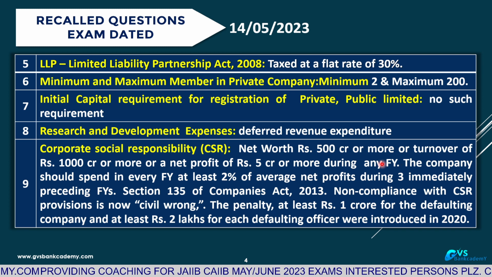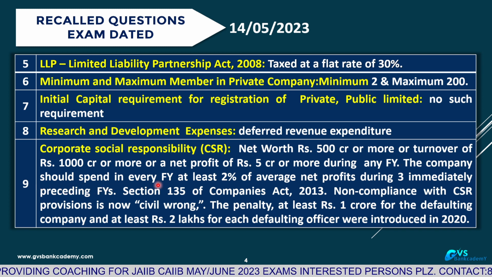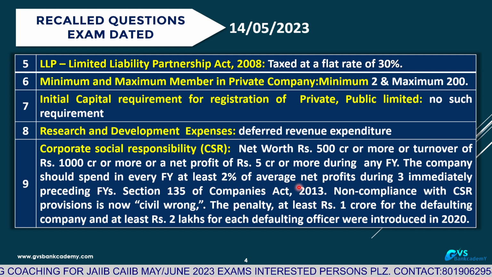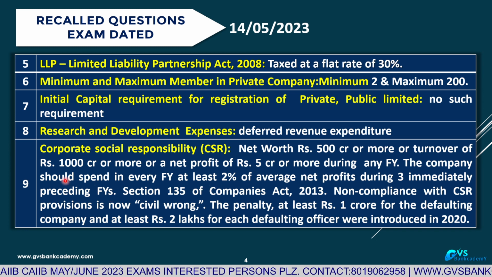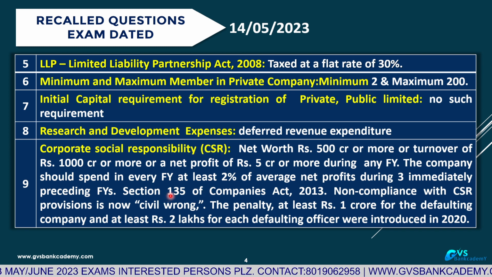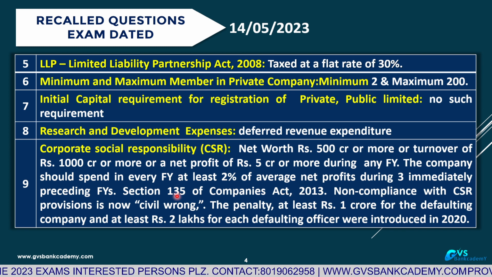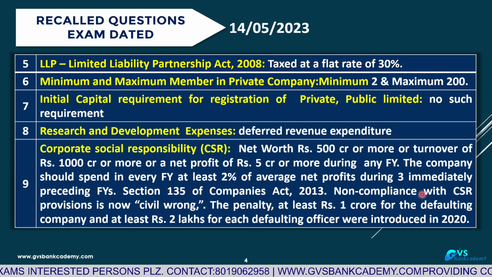An eligible company must spend in every financial year at least 2% of the average net profit of the 3 immediately preceding financial years on corporate social responsibility activities as per Section 135 of the Companies Act. Non-compliance with CSR is now a civil wrong, not criminal, a civil wrong.